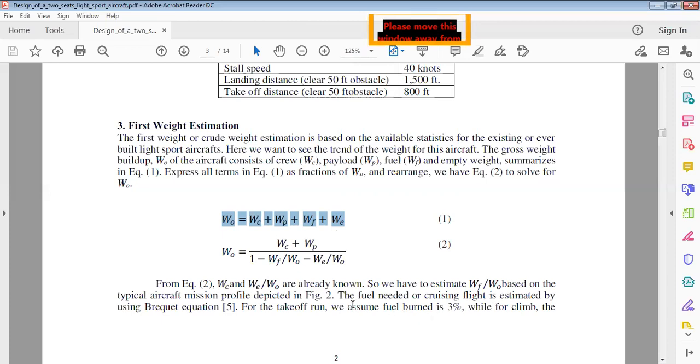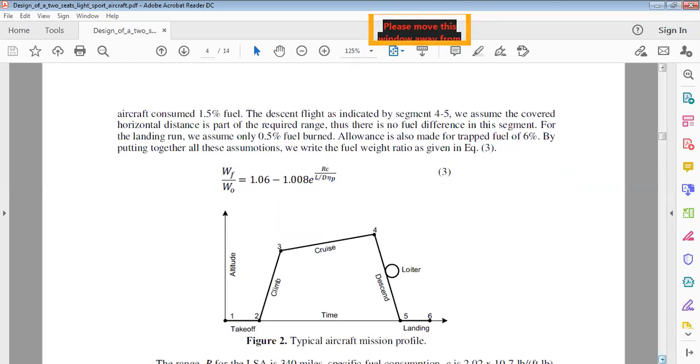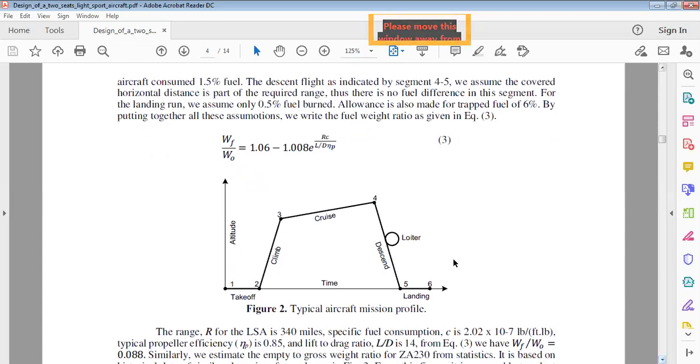For the takeoff run, usually 3% of the fuel will be burned. Here we are working out what percent of the fuel will be burned in each segment. So W off by W naught is 1.06 minus 1.008 e to the power of RC by L by D into eta P. Please make a note of it. These are all things that should be known; we already discussed this. We are taking an example of a light sport aircraft and we are going to design it.